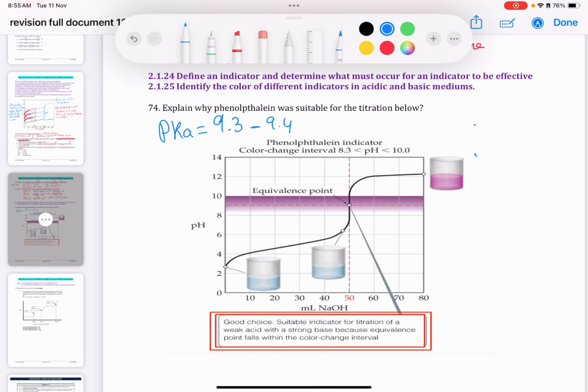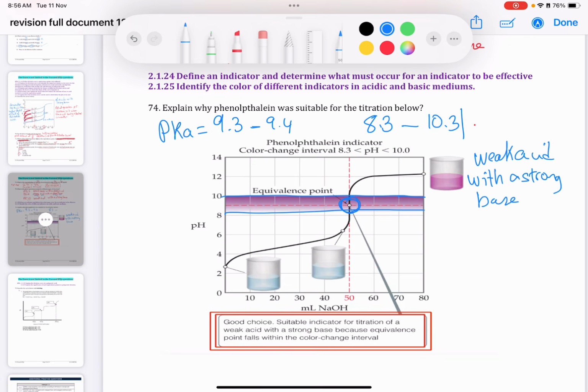I see here a titration of a weak acid with a strong base. If you look here, here is the pH at equivalence point, and it seems that phenolphthalein changes color in that range. So let's see the range. As I said, minus 1 and plus 1, so it's 8.3 to 10.3. That's the range of my phenolphthalein, which, as you can see here, falls in the area of the pH at equivalence point. So this is a suitable one.